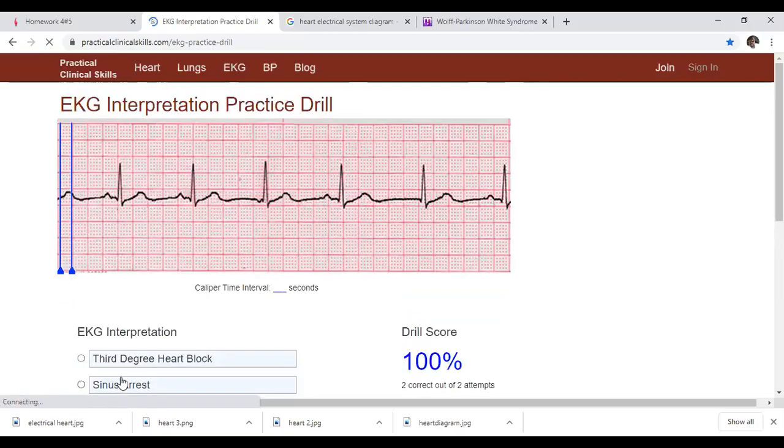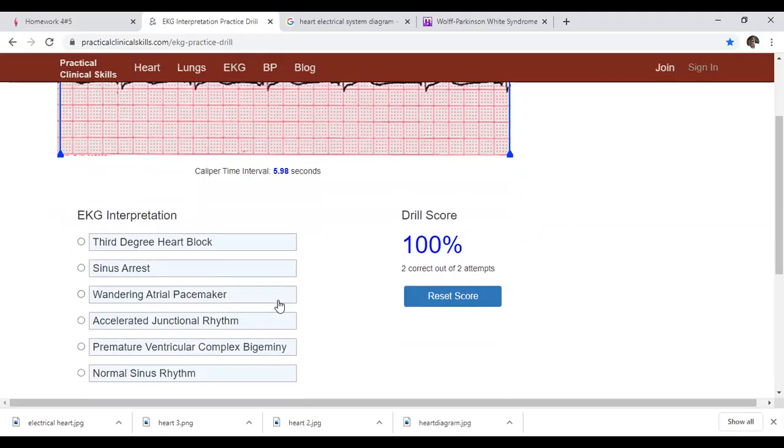All right, let's look at this one. This is also a 6-second strip. Okay, I got 1, 2, 3, 4, 5, 6 beats in there, so that's about a 60. Let's see, PQRST, PQRST. Oh, dropped the P right there, didn't it? It dropped one right here too, didn't it? All right, so what did we say that was?